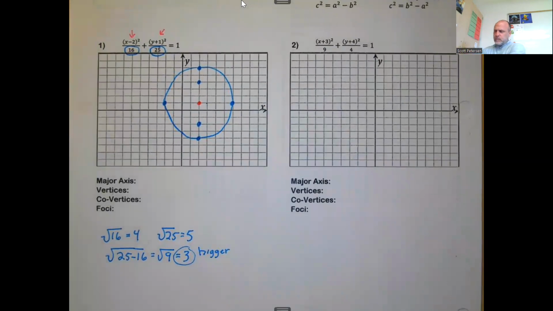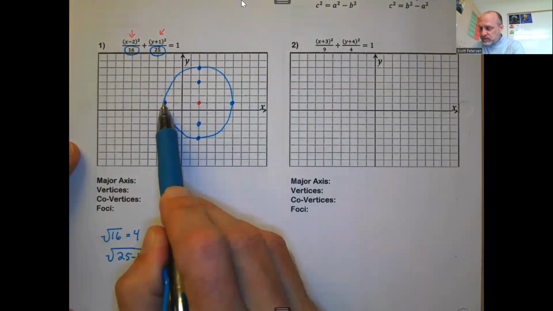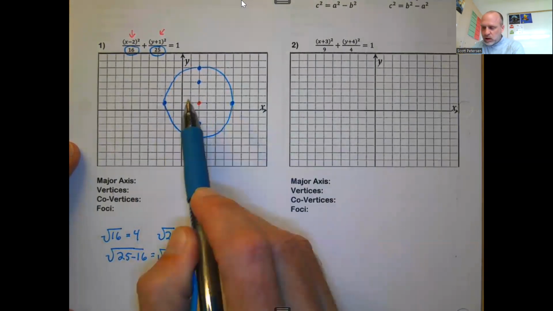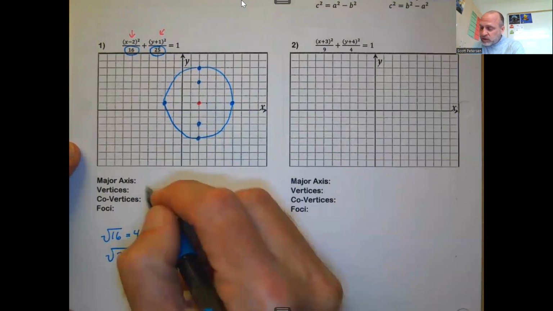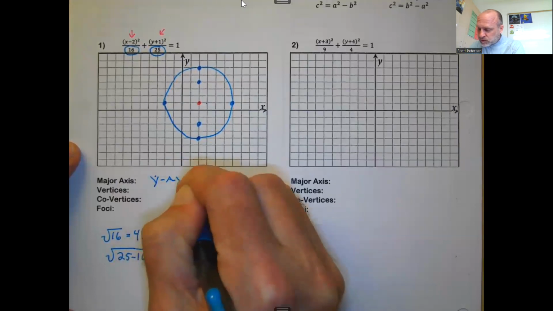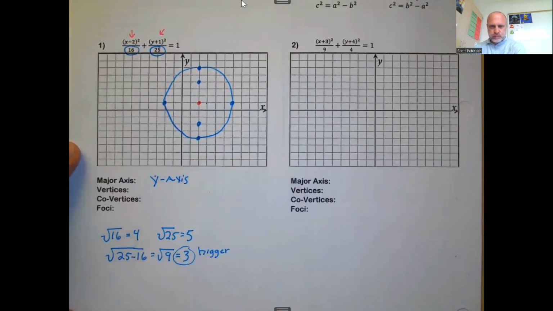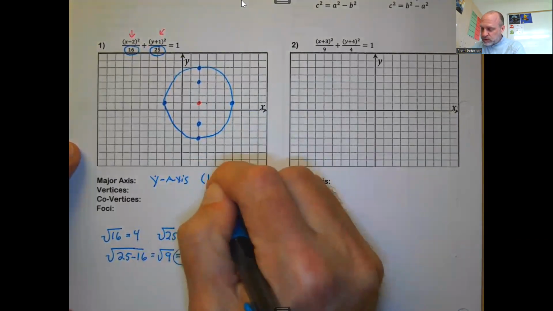Now, we have to do our key features. Major axis. This is either going to be the x-axis or the y-axis. And very, very easy, it's always going to be the bigger of the two. Again, left and right is 4, up and down is 5. 5 is bigger than 4, so up and down is bigger. So we're going to call the major axis the y-axis. Almost wrote the wrong thing there. So our major axis is the bigger one. So always remember it's the bigger.